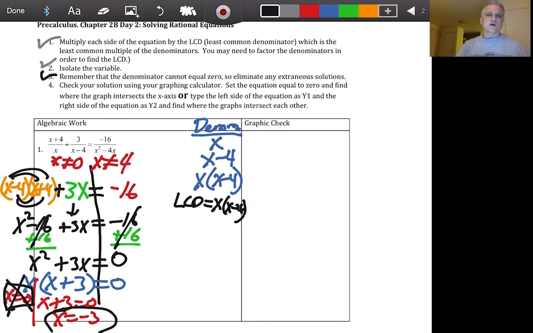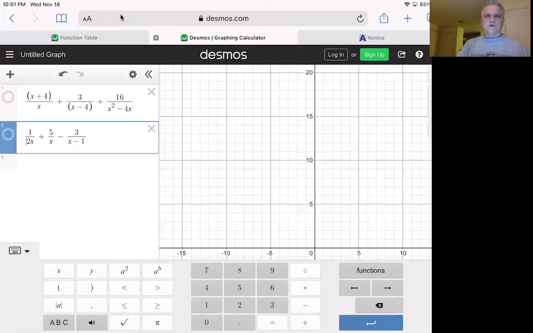Okay, so we're going to go to Desmos and put this in. Take a look here at Desmos. I have typed into my top line here, x plus 4 over x plus 3 over x minus 4 plus 16 over x squared minus 4x. Now notice what I did. It was equals negative 16 over x squared minus 4x. I put it over on one side of the equation, so I added 16 over x squared minus 4x. Notice that's what I did.